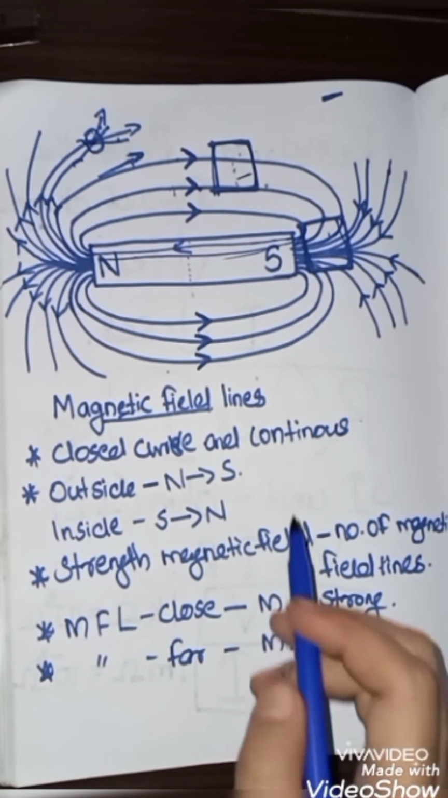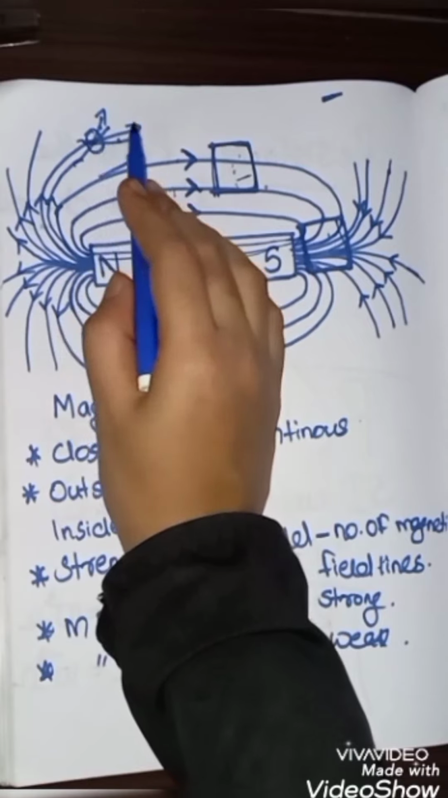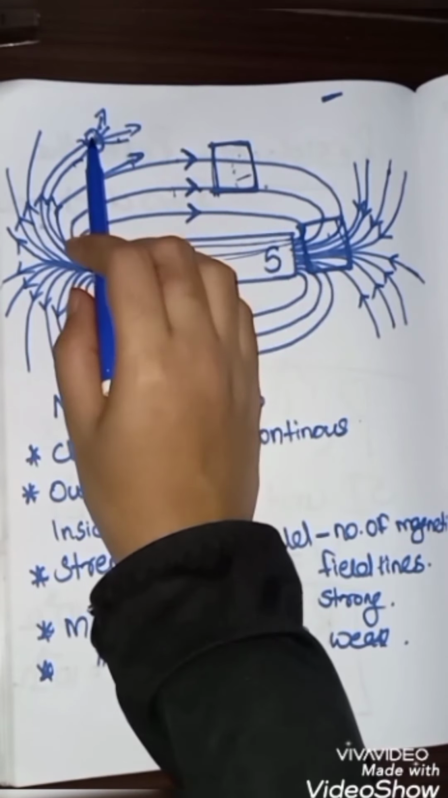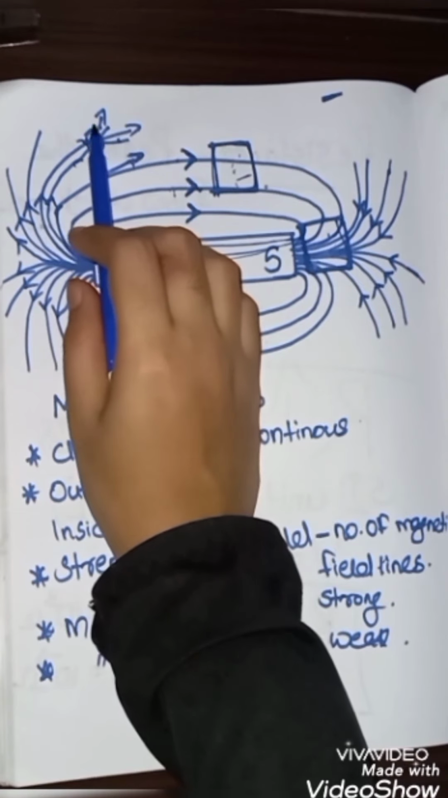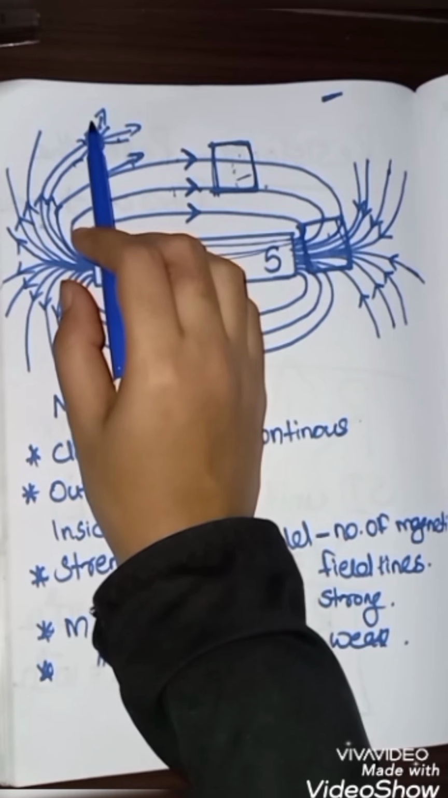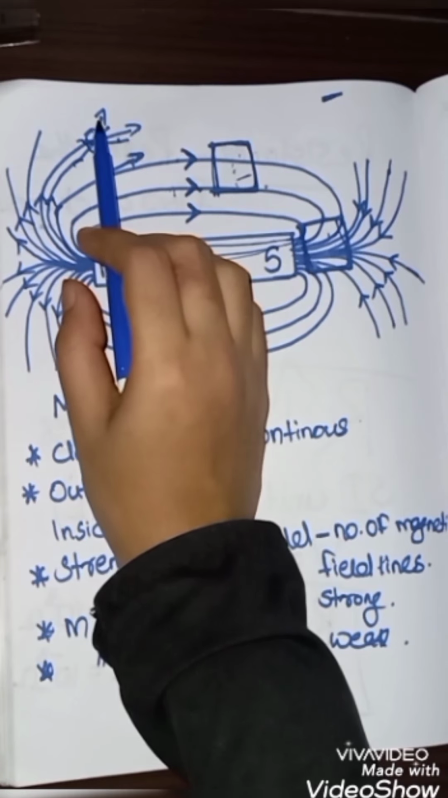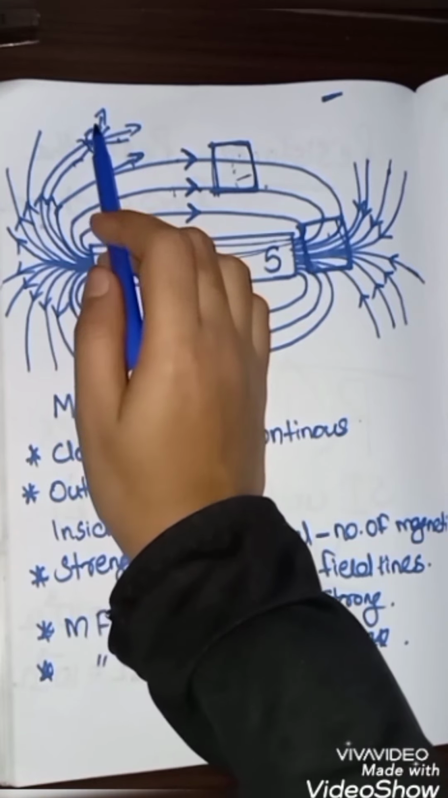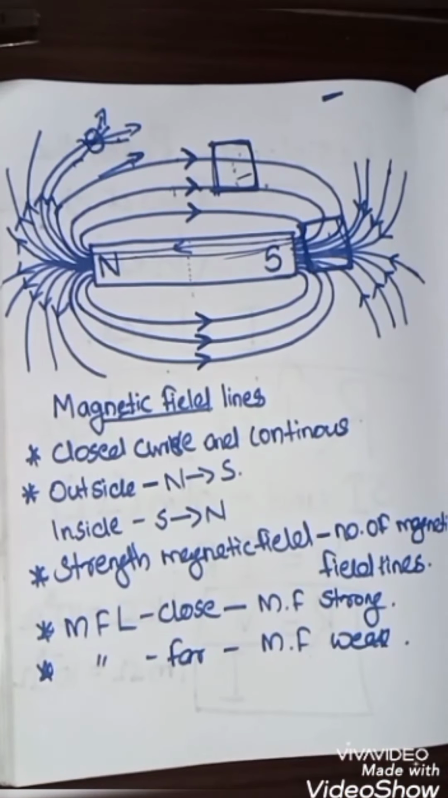Okay, two magnetic field lines never intersect each other. If the lines intersect, at the point of crossing, there will be two directions. It will not be possible. There will be two directions for the same magnetic field. It is not possible. Any quantity has only one direction. It is not possible for one quantity to have two directions. So these are all about magnetic field and magnetic field lines.